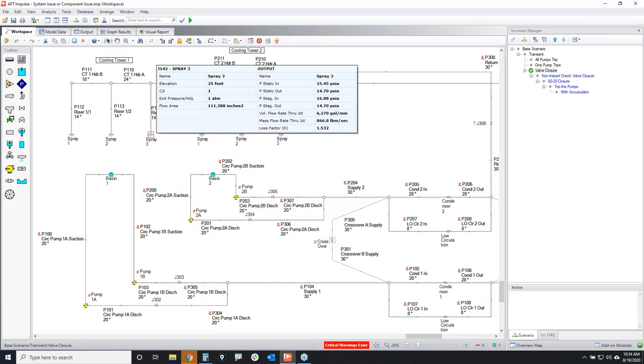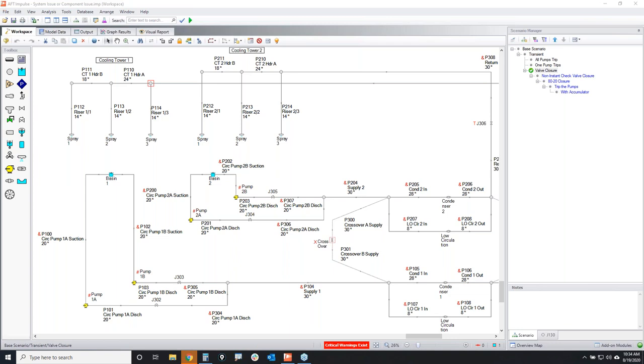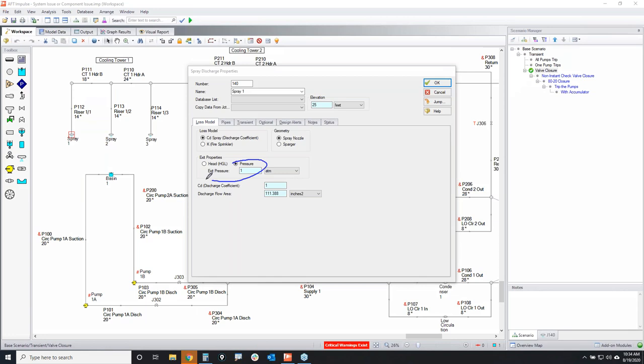And so you can see that these are at zero. So when that fluid is trying to leave the system, it's flowing across the horizontal piping, but then it has to go up and out to get to my spray nozzle here. So the thing is, this spray, it's discharging into atmospheric pressure. If we open up that window, we can see that I'm discharging into ambient conditions, which is atmospheric pressure.